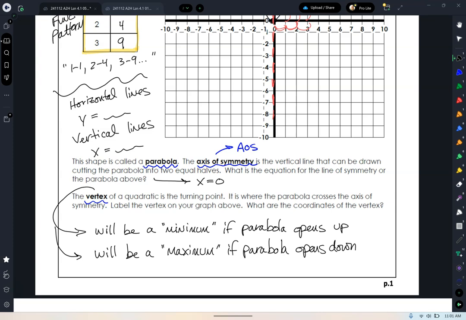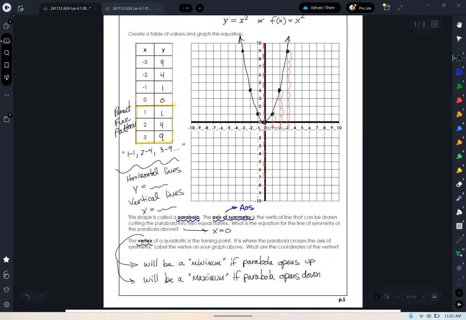Okay, so in this case, the vertex for the parent function is going to be (0, 0), and it's going to be a minimum because the graph opens up. Is everybody good with that?